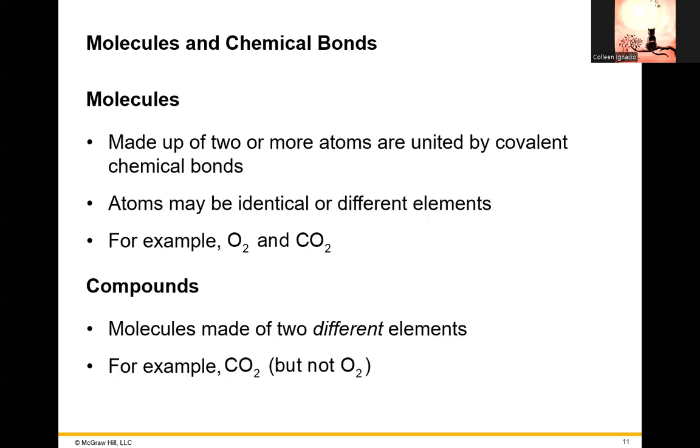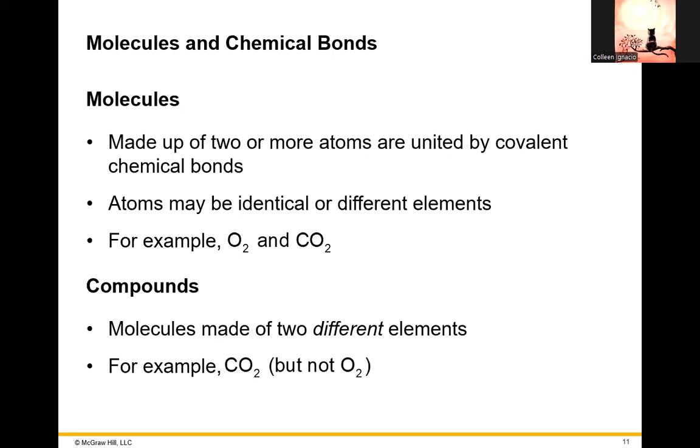So, molecules and chemical bonds. When we think about molecules, they are made up of two or more atoms and they are united by a covalent chemical bond. This means that they are actually sharing valence electrons. So atoms may be identical or different elements in these molecules. An example given is oxygen, O2. That means two atoms of oxygen will bond together to make O2.